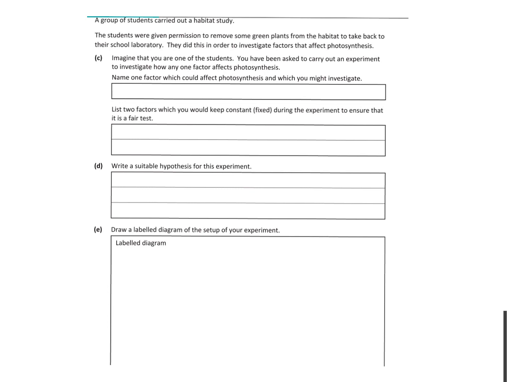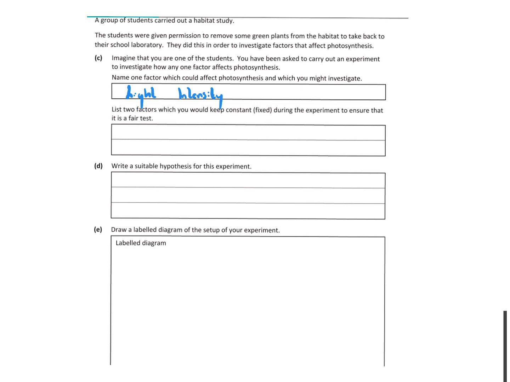So this was part of a question. It was more of a habitat study, but then they brought in the plants and photosynthesis as part of it as well. Students were given permission to remove some green plants from the habitat to take back to their school laboratory. They did this in order to investigate factors that affect photosynthesis. Imagine that you're one of the students. You've been asked to carry out an experiment to investigate how any one factor affects photosynthesis. Name one factor which could affect photosynthesis and which you might investigate. The one we're going to look at here is light intensity, but there is scope to do carbon dioxide concentration as well, but I'm going to focus on light intensity.